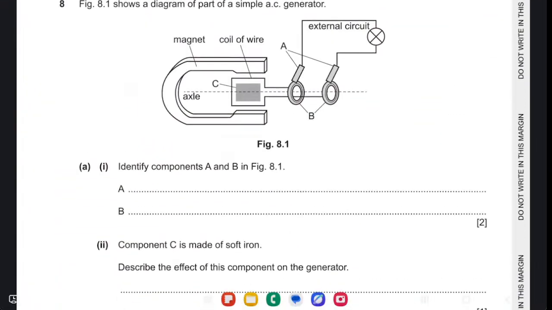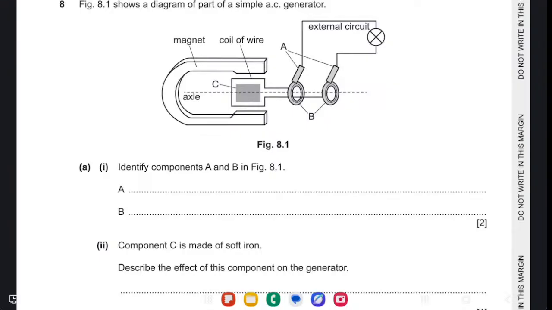Here is the third question for this major paper. Identify components A and B. We know that we have slip rings and we have brushes. So A would be brushes because it's not rings. B would have to be slip rings.